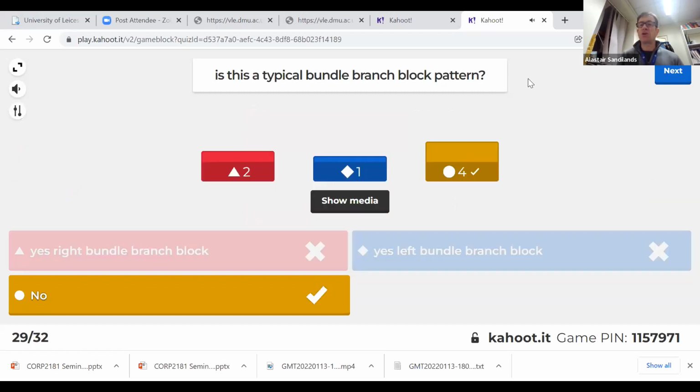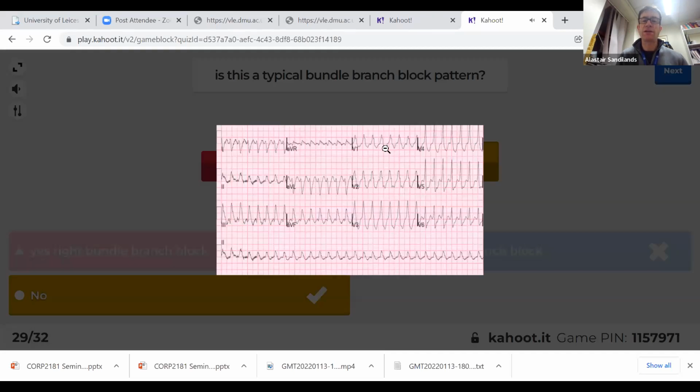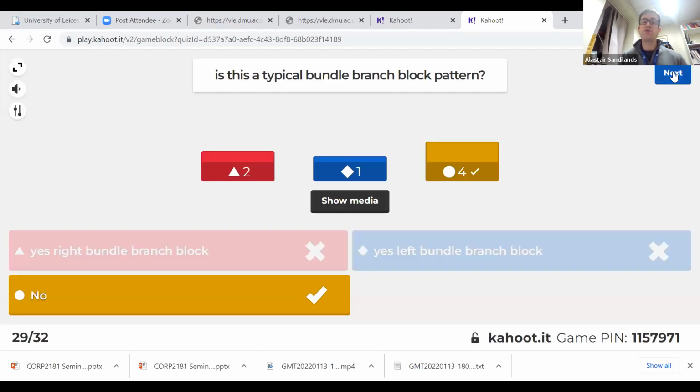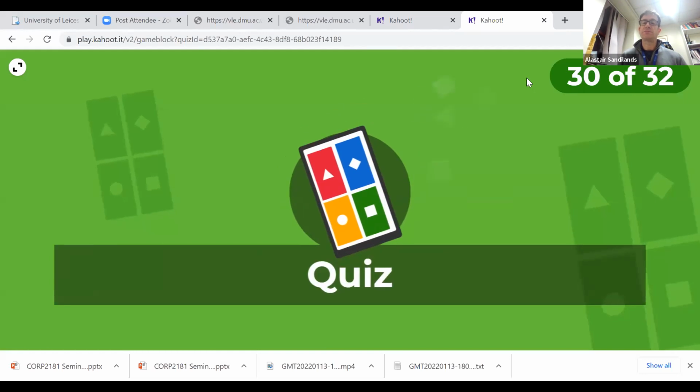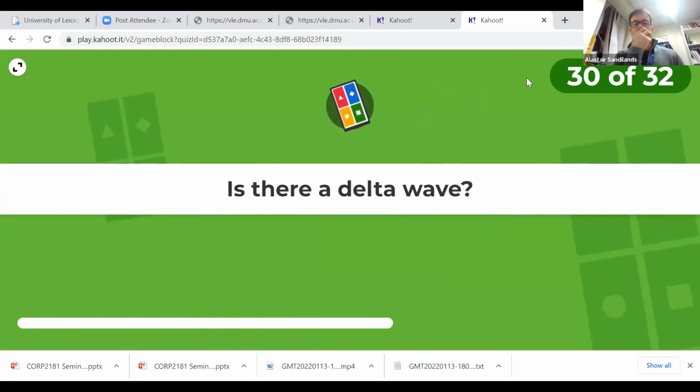So the answer is no. Yeah, it's not typical. It's not typical. So you look at V1, okay, you don't have the bunny rabbit's ears going the right way around. It's the other way around. So you've got a big bunny rabbit's ear, then the smaller one. We'll have a look at that ECG. So it's not typical, not a typical bundle branch block pattern.